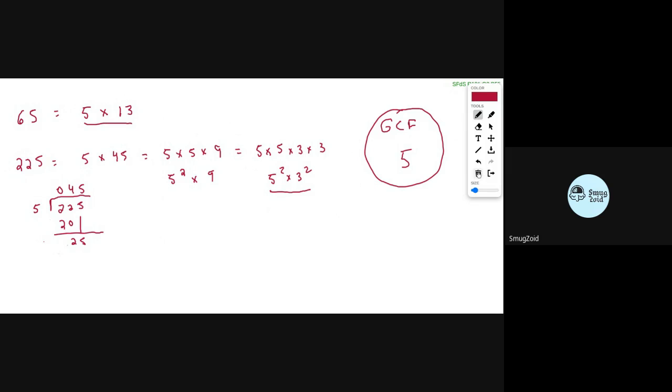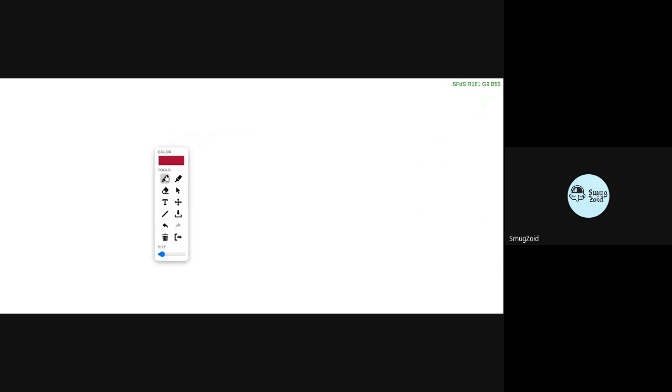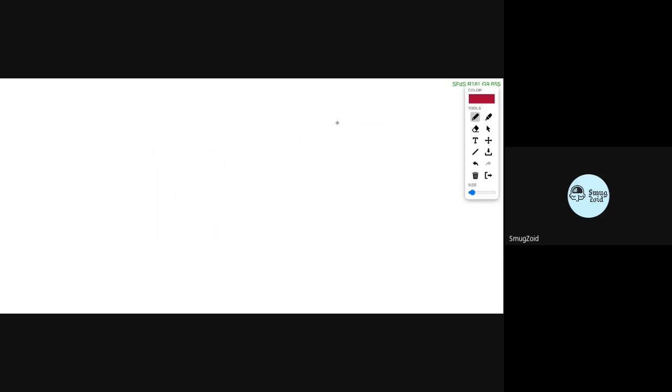Okay. So I'm going to hit clear, right? And let's grab something a little interesting. Let's try 50 and 75. Actually, let me give myself a little more space here. And let's use 125. All right. Let's see what we get here. They all end in 5s or 0s, so we could use 5 automatically.